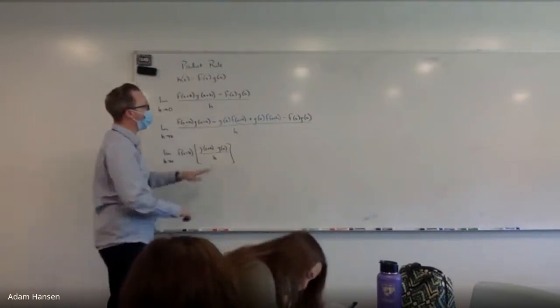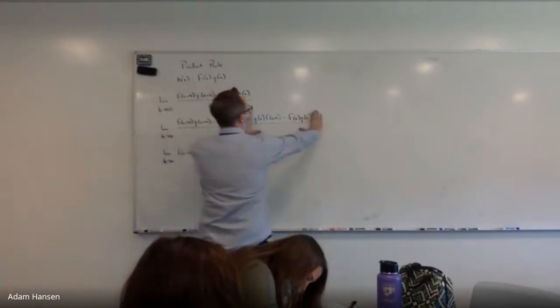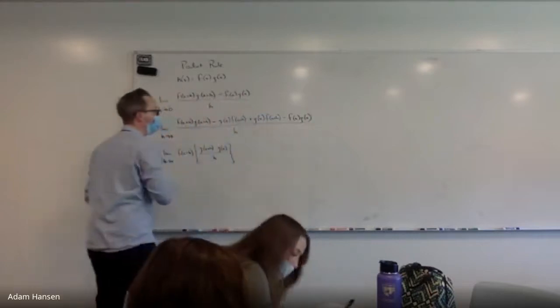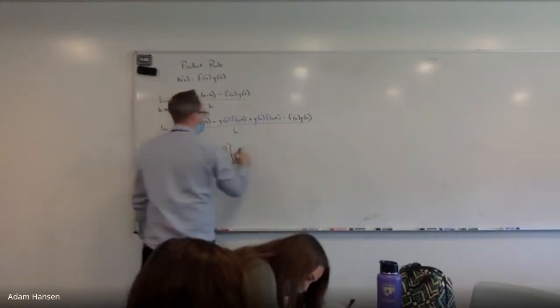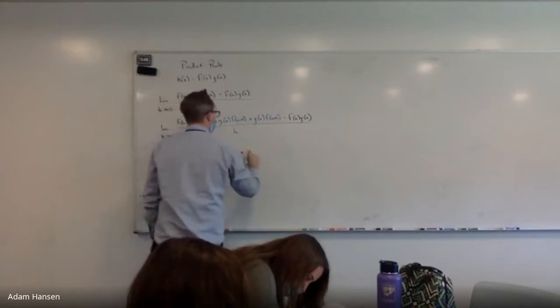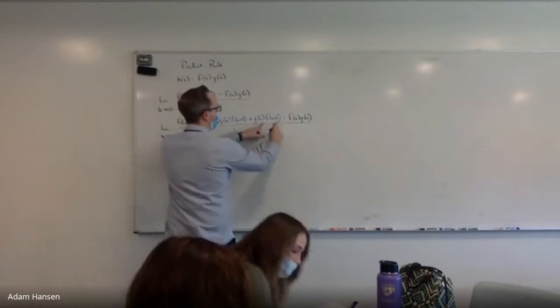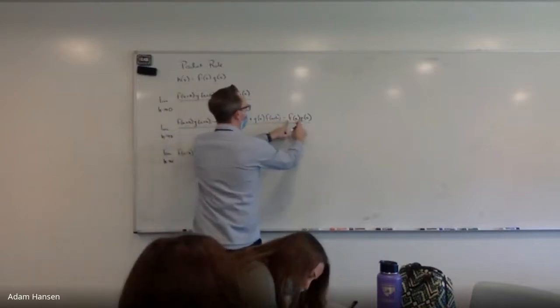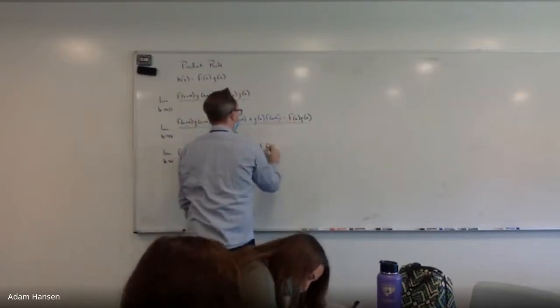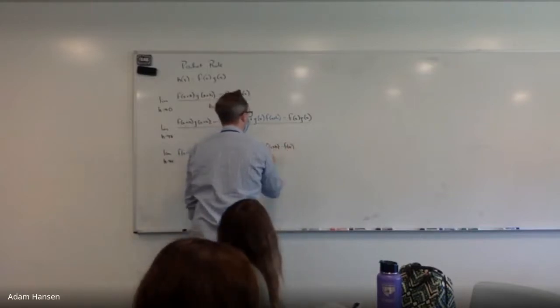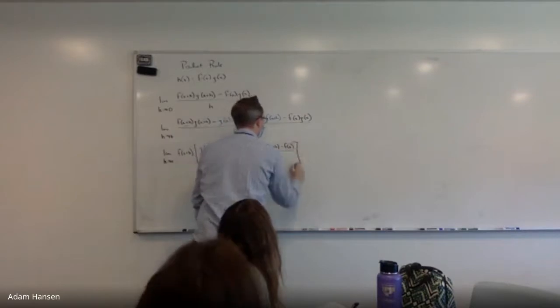Let's do the same thing with the next set. This second pair of 2 on top has what common factor? g of x. So very similarly, let's factor out g of x. When I take out g of x, I have f of x plus h minus f of x, all divided by h.